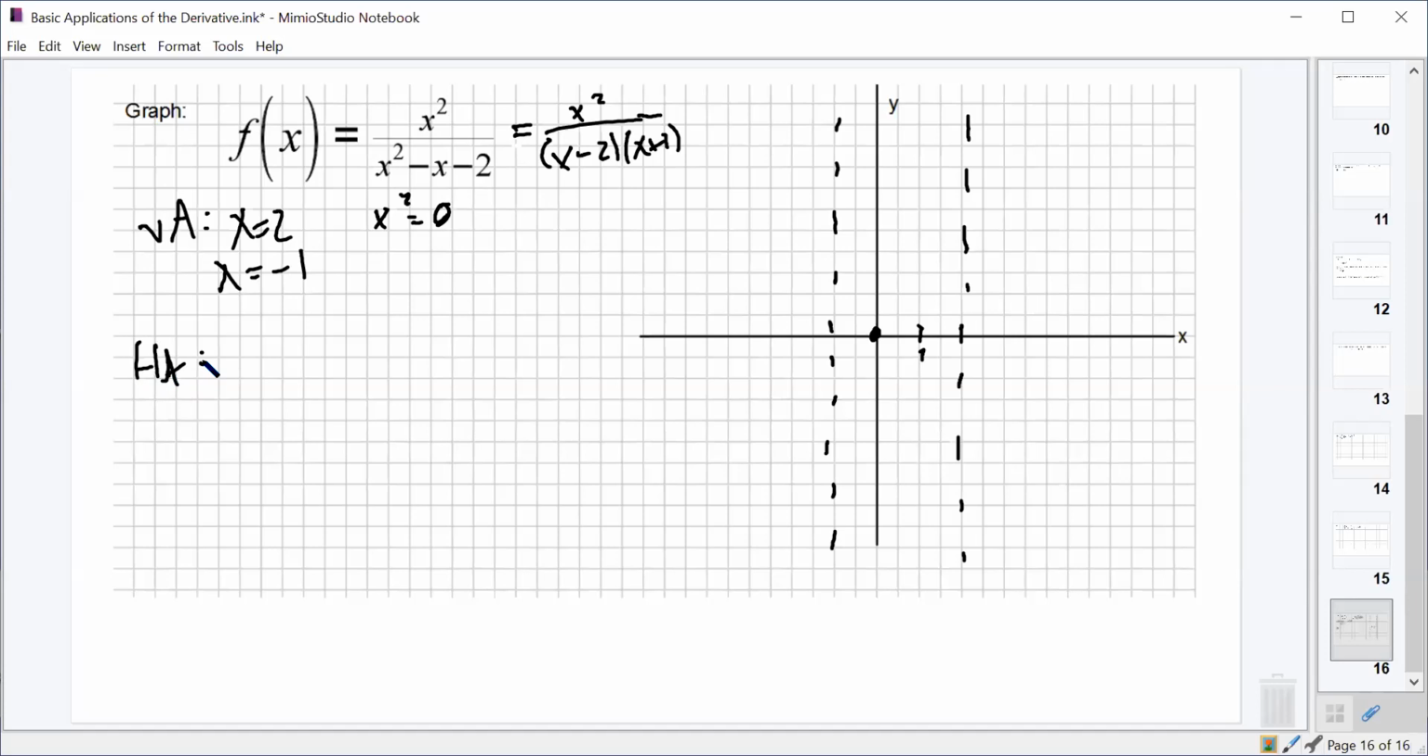Since the degree of the numerator and the degree of the denominator are the same, and this is a rational function, we can divide the leading coefficients. So that should be y equals 1 in both directions. Everybody good with that?